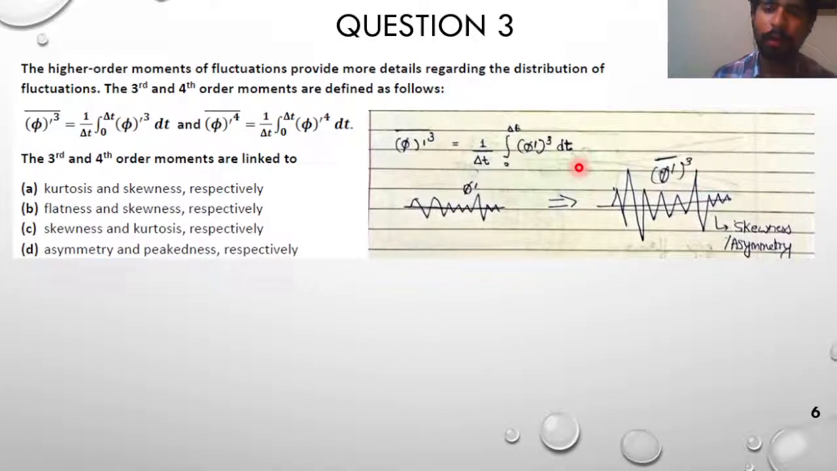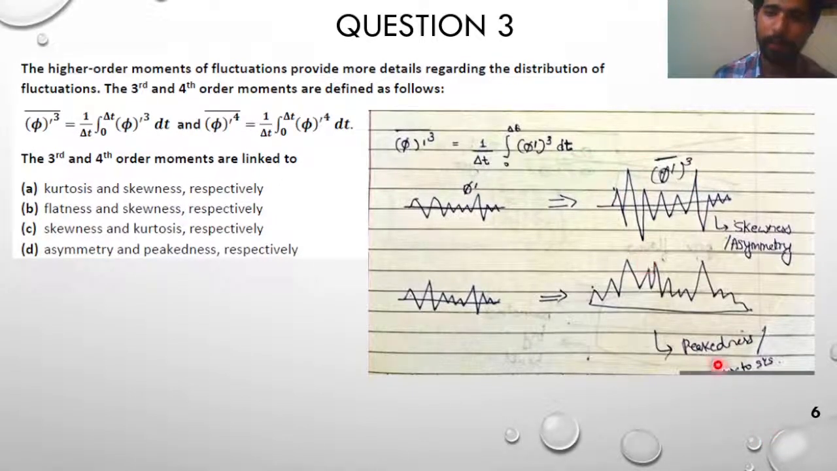Whereas if you see the fourth moment, if you calculate phi dash raised to 4, then you have everything in the positive range. Even the negative values of phi dash come into the positive scale. Then you have only the amplified range, only the amplification. So you get to know the intensity, in a crude sense.